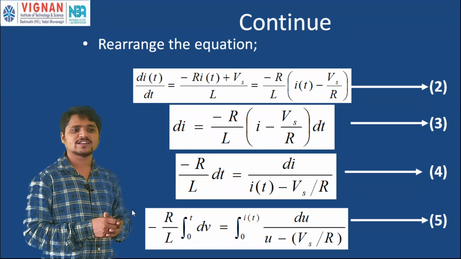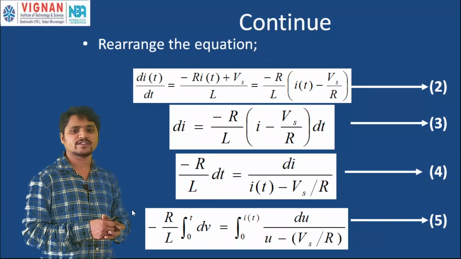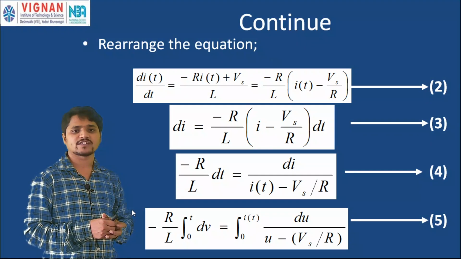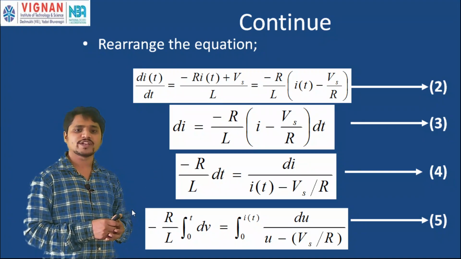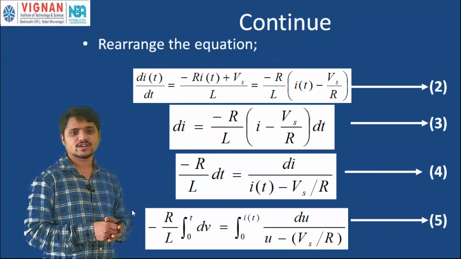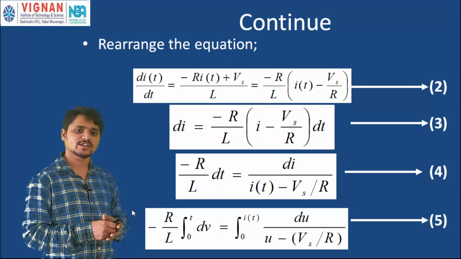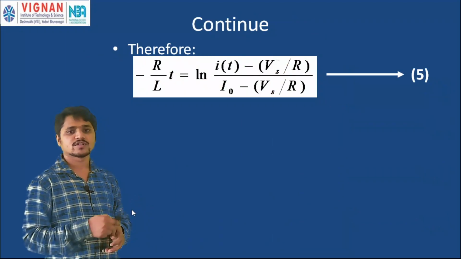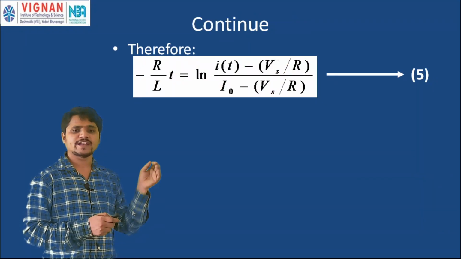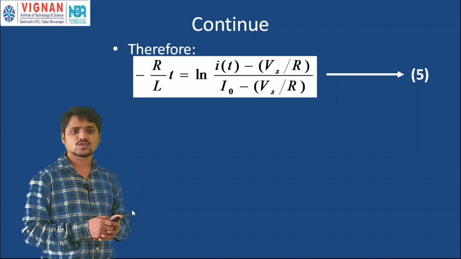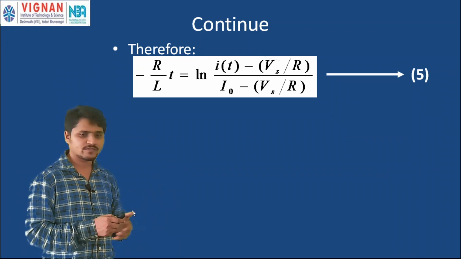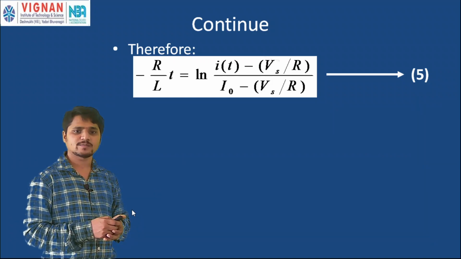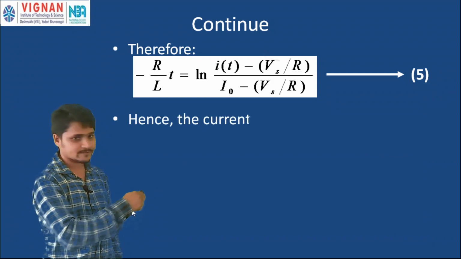Now to cancel this differentiation, we have to integrate on both sides, then only it is easy to find the current. There is a di in equation 4, so to find i we integrate on both sides, so integration and differentiation get cancelled. Now apply the integration on both sides from t equal to 0 to t. So minus R by L into the integral of dt, which is nothing but t. You know that the integral gives ln of i of t minus Vs by R, between the limits, that is i naught minus Vs by R. So this is equation number 5.